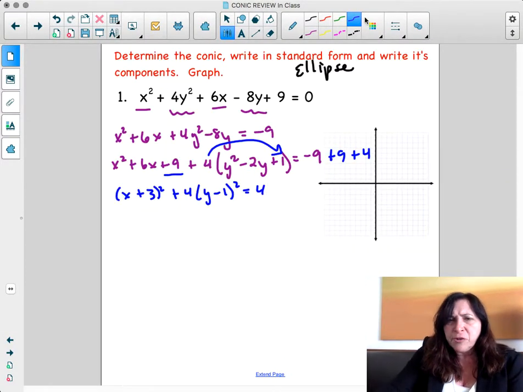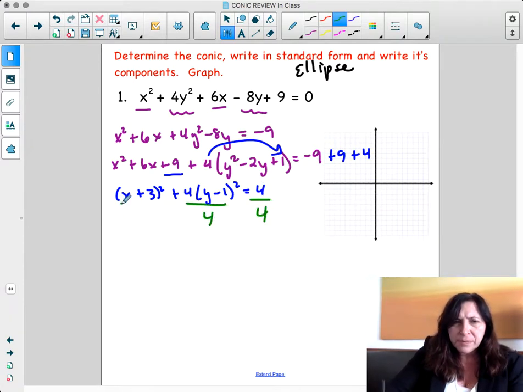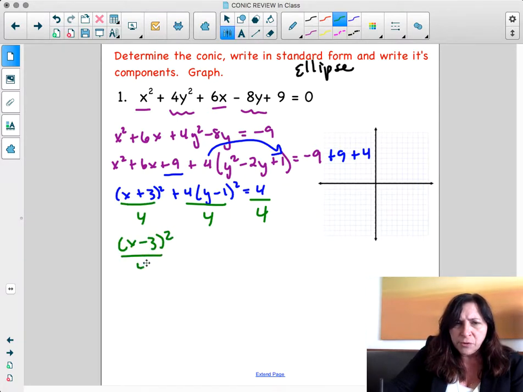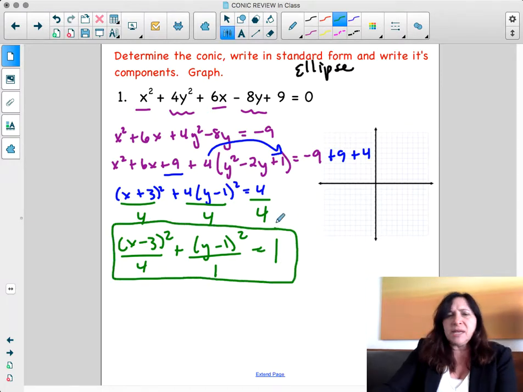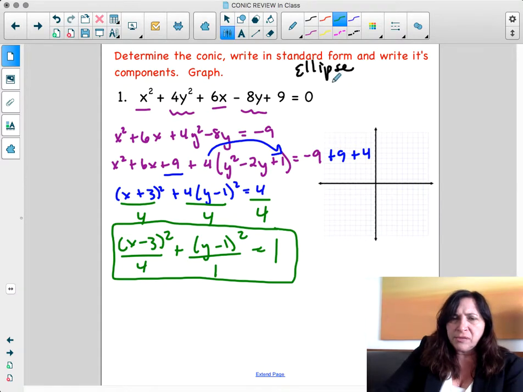For this to be in standard form, this term has to be 1, so I need to divide everything by 4. And I'm going to have x plus 3 quantity squared over 4 plus y minus 1 quantity squared over 1 is equal to 1. So now this is standard form. Writing the components, it shows me that my center is 3, 1.